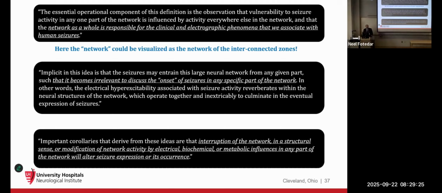"Important corollaries that derive from these ideas are the interruption of the network in a structural sense, or modification by electrical, biochemical, or metabolic influences in any part will alter seizure expression." So this is probably the basis of all neuromodulation these days. The idea is no matter where the seizure starts, if you interrupt the network somewhere, we know that doesn't work as well because the onset is still more important than the rest of the network of the zones, okay?